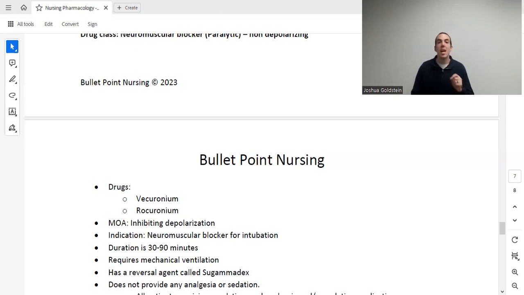They still have anxiety, everything else. Those still need to be treated. There's no exception to a patient being given a paralytic and not also being given analgesia and or sedation. 100% of the time, they must get that.